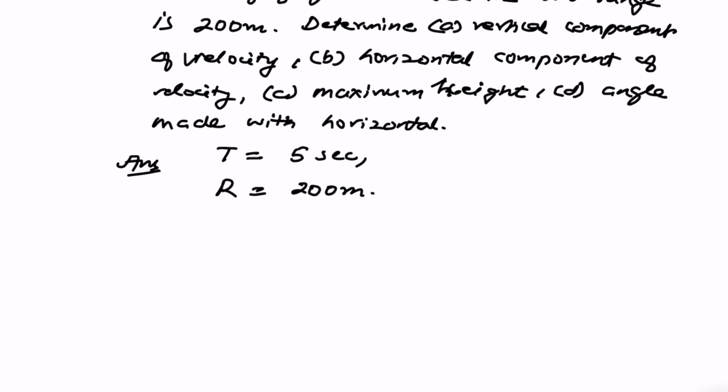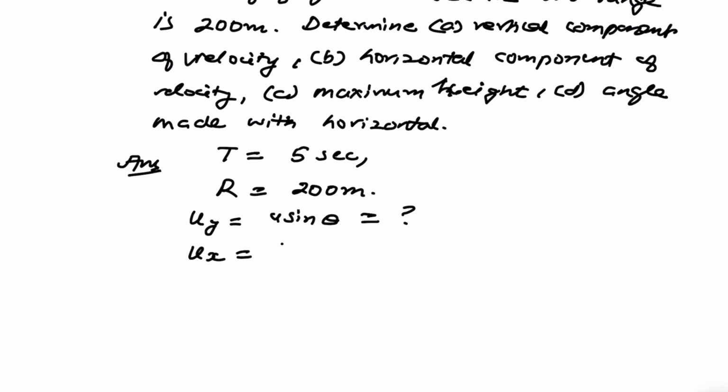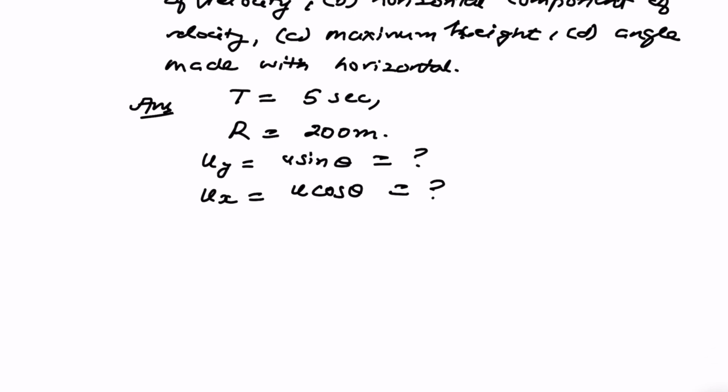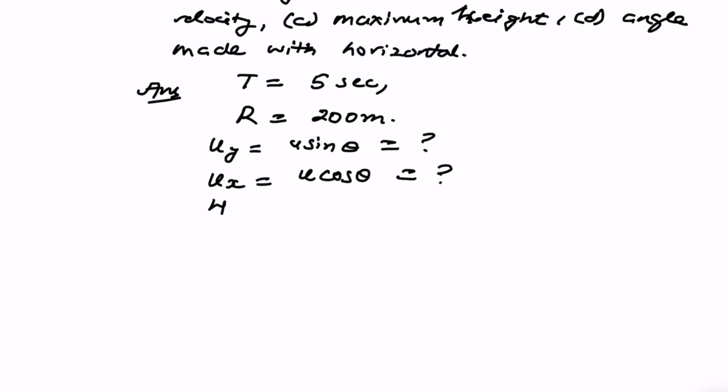Now what we have to find? First of all, the vertical component of velocity, which is u sin theta. Second, we have to find the horizontal component of velocity, which I am denoting by u cos theta. The third part is maximum height h, and the last is the angle made with the horizontal, that is theta.